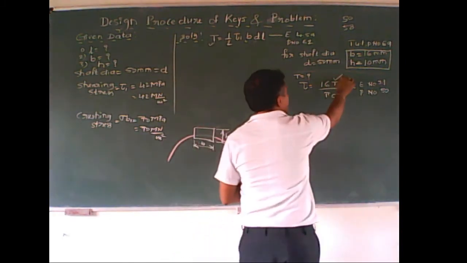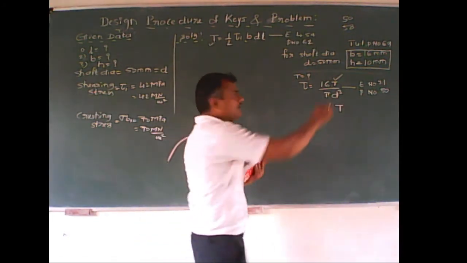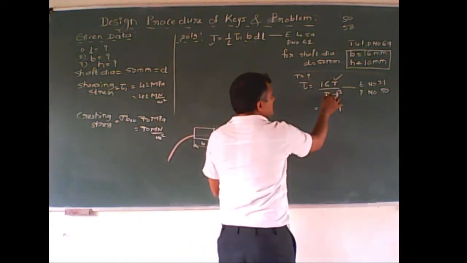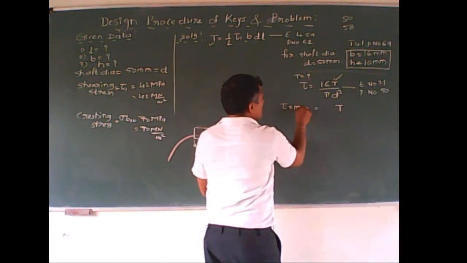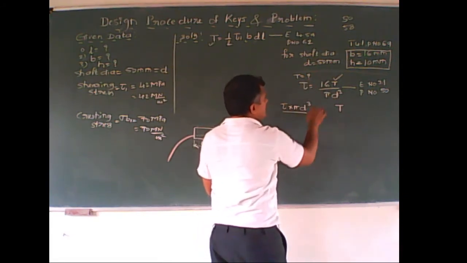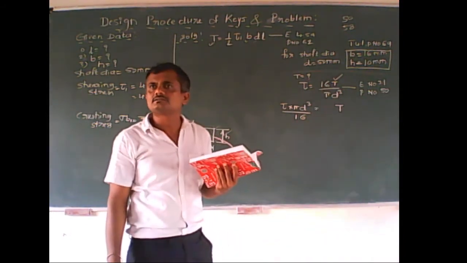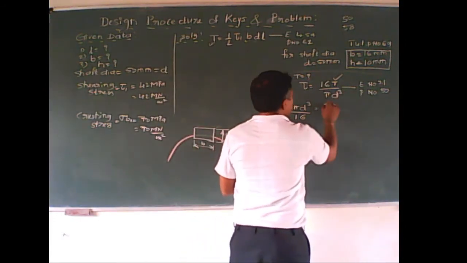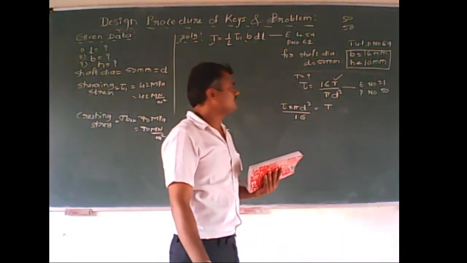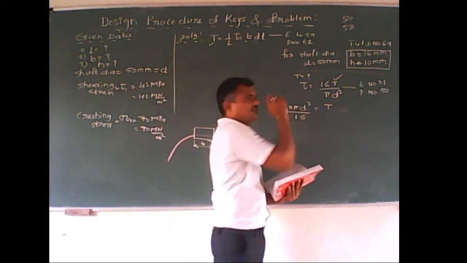Therefore, I can rearrange this. T I will keep here only. Pi into d cube will go to the numerator side upon 16. Is that right? Correct? So I can write T is equals to tau into pi d cube upon 16.